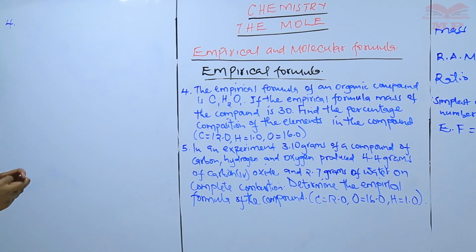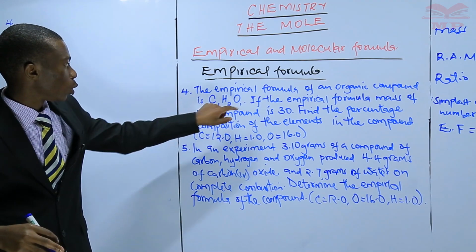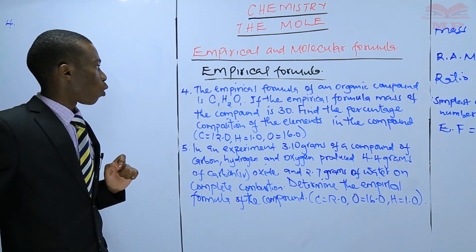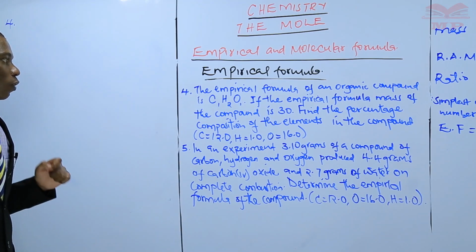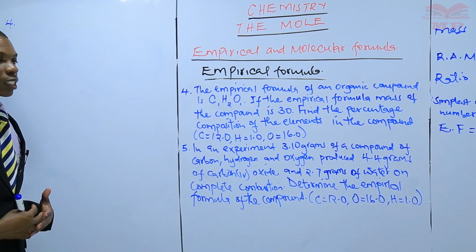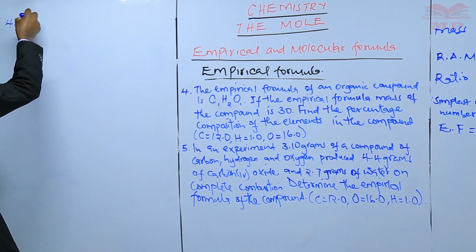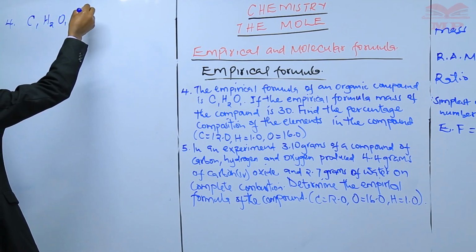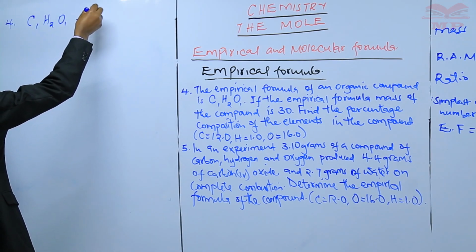The question number 4 is, the empirical formula of an organic compound is C1H2O1, that is oxygen. Then if the empirical formula mass of the compound is 30, then find the percentage composition of elements in the compound. We're looking for the percentage composition. Then we have C1H2O1. The formula mass of the compound is 30.